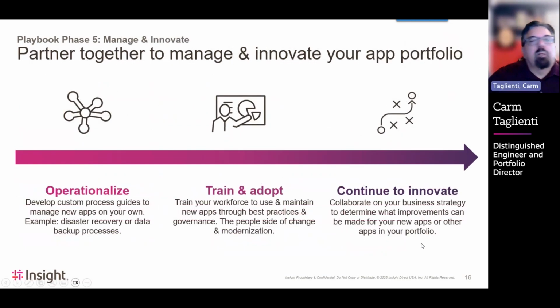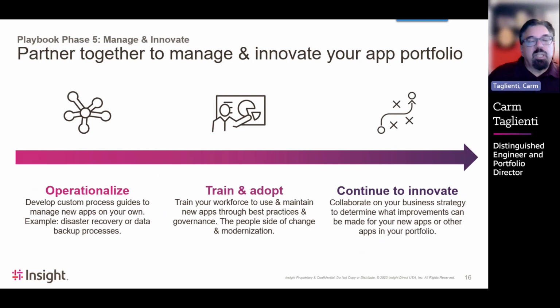Okay, so the other part is, of course, operationalization, training and adoption, and then continuing to innovate. As I mentioned before, these are really germane to the overall process. As I said, you don't just push a button and everything moves and everybody's happy, although maybe with ChatGPT in the future you can do that. I'm just kidding. I doubt we're going to get there for quite some time.